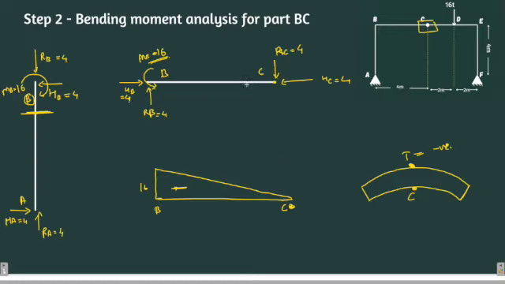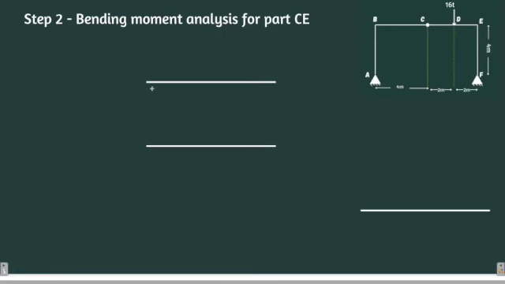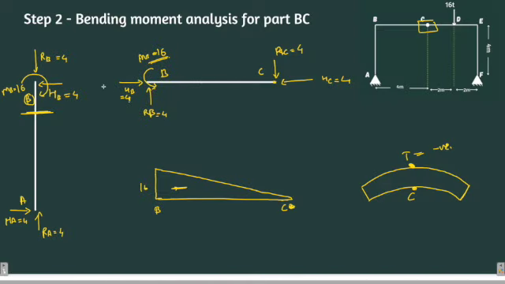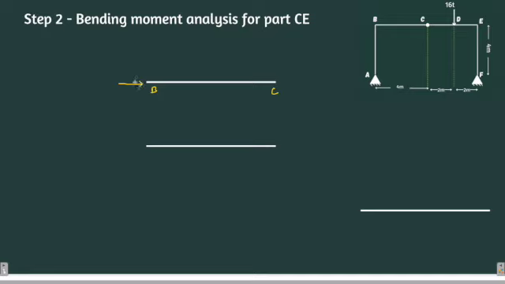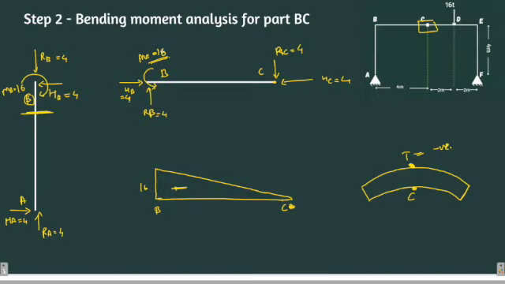For part CE, let's draw BC first, okay? Let's not confuse you. Let's draw the BC first. So for BC, there was an HB acting in this direction, RB acting in the above direction, and there was an anti-clockwise moment at B, which was of 16 units, right? If I'm not wrong. Yeah, correct.